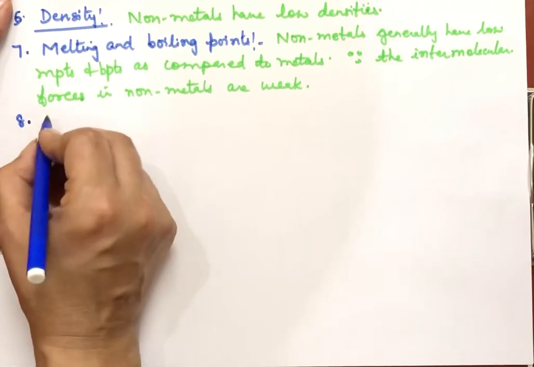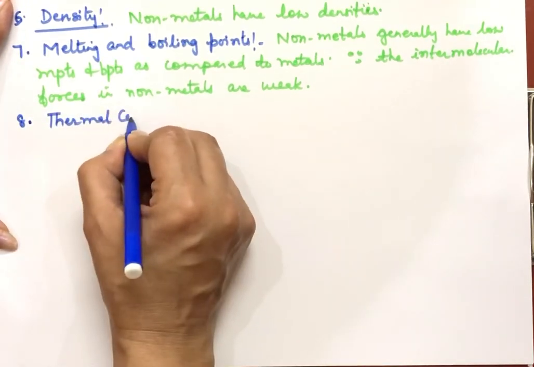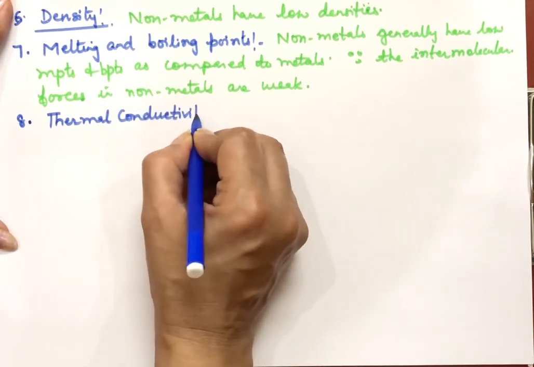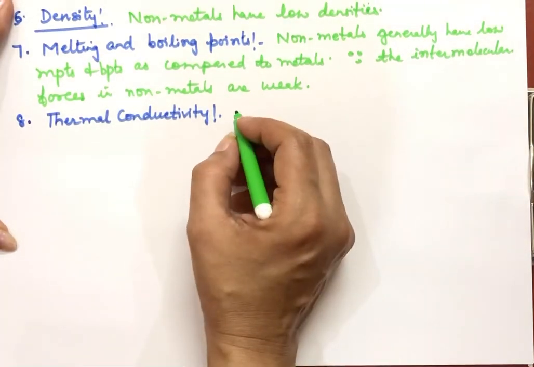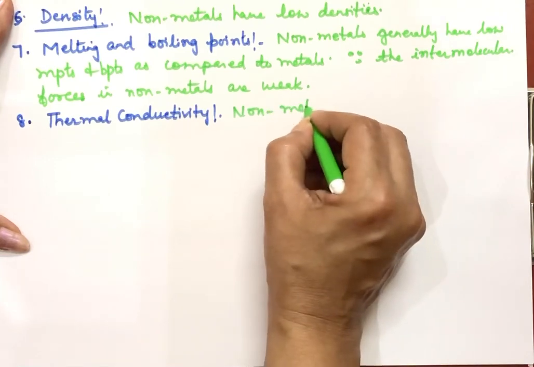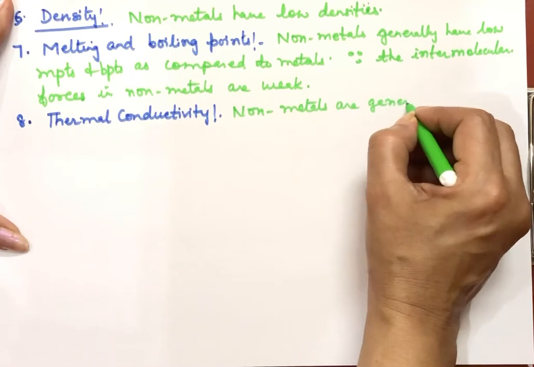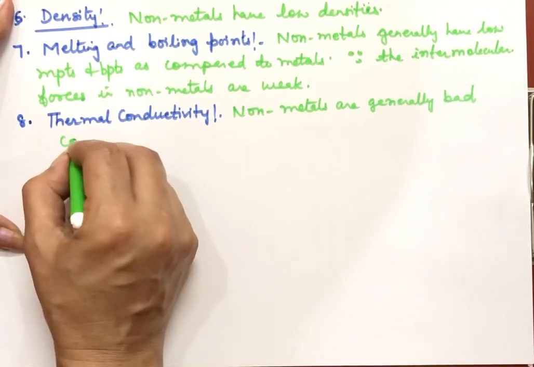Next we are taking thermal conductivity. Thermal means heat. Non-metals do not conduct heat. So if we heat one end of a non-metal, the other end will not become hot. So non-metals are generally bad conductors of heat.